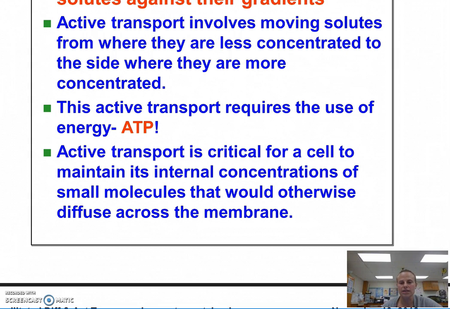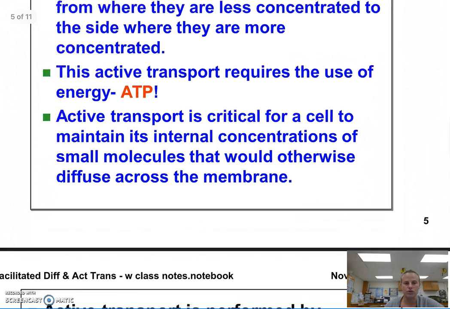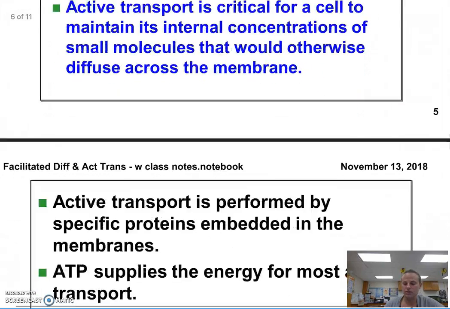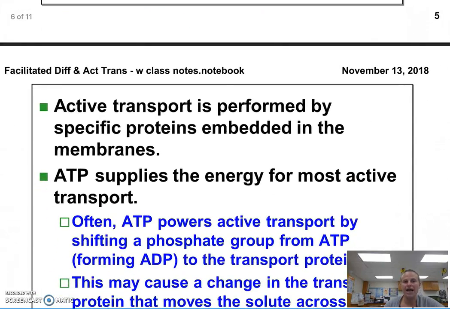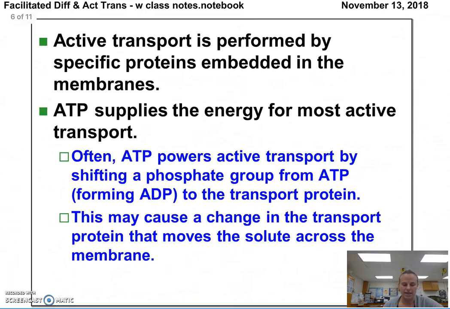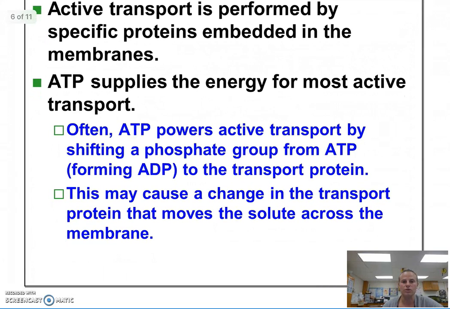The natural inclination is for something to move from a high concentration to a low concentration. Let's say, for example, I already have a lot of glucose inside my cell, but I want more glucose inside my cell so I can store it and use it as an energy reserve. I might use active transport to get that glucose into my cell.